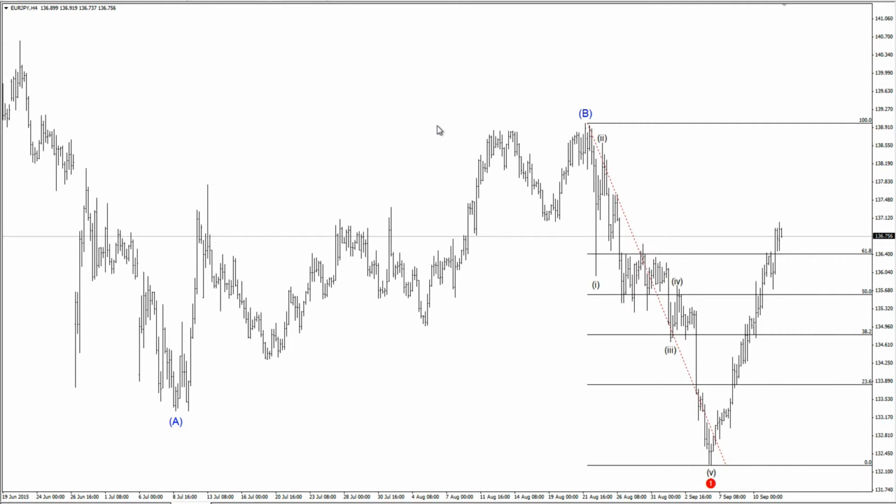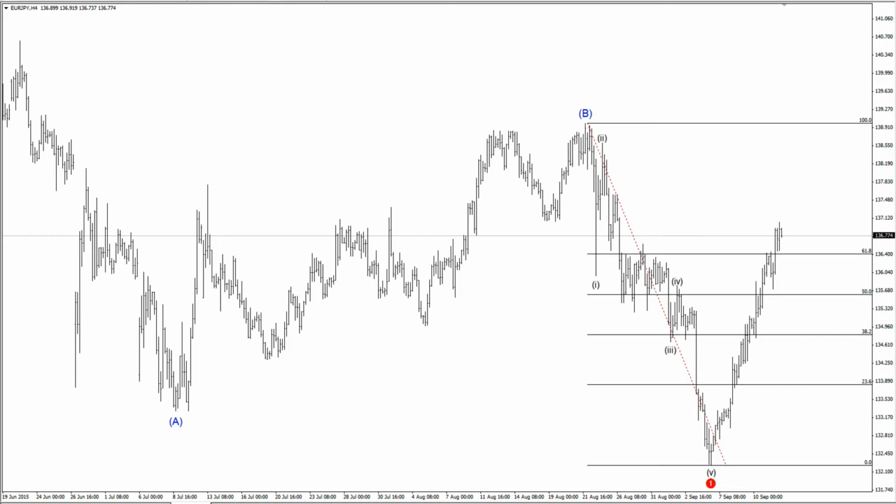so then you can have some kind of backup count up your sleeve. But the preferred count is proposing that this is a second wave corrective upwards move, and we should see a reversal soon in this pair, and then we can start to think about trading this pair to the downside for the next impulsive wave.